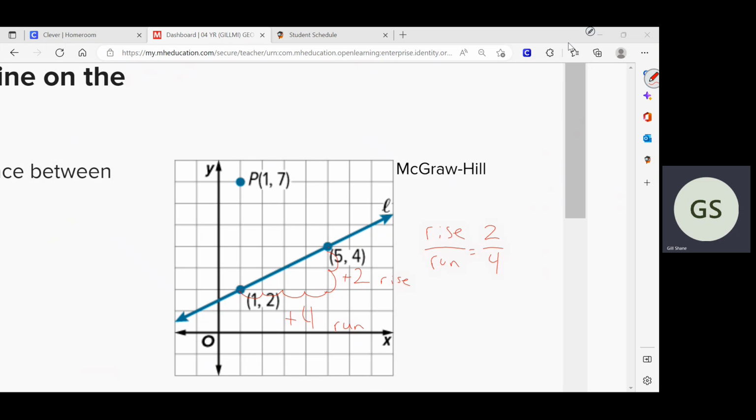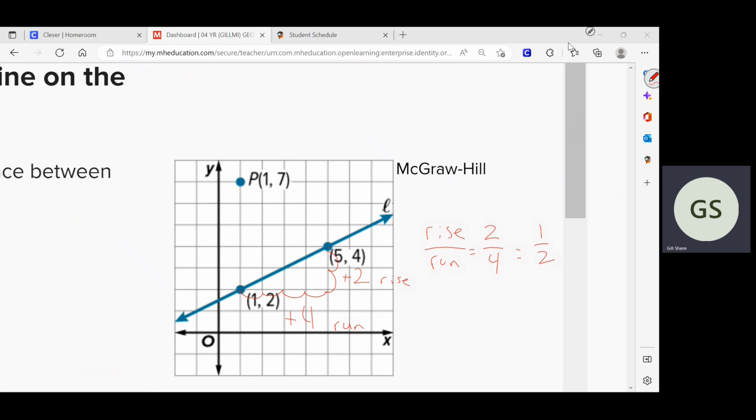You do need to know how to simplify that. 2/4 is the same thing as 1/2. So you divide the top by 2 and the bottom by 2. That gets you to 1/2. So that is step 1. We've now figured out the slope. Again, they did most of the work.